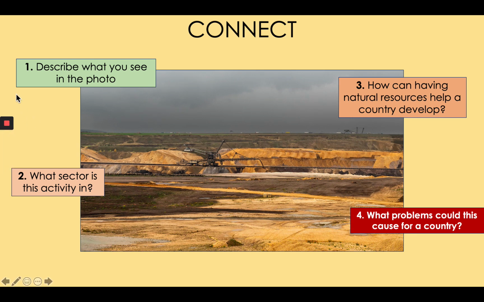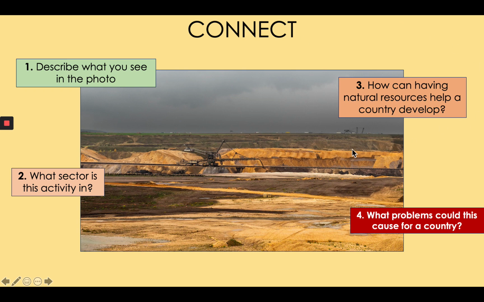So question 1, describe what you see in the photo. You should have said that this photo shows the primary sector, in particular mining. It also shows machines digging for these resources underground. 2, what sector is this in? This is in primary sector, as I said previously.